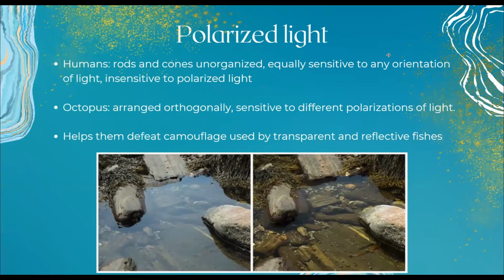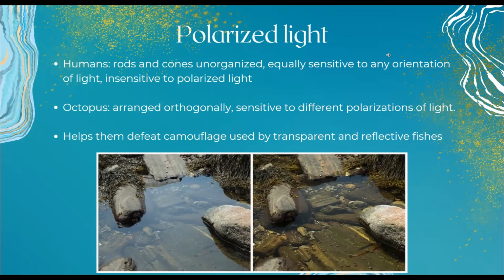Octopus photoreceptors are arranged in a regular orthogonal pattern, unlike the semi-random layout of human photoreceptors. This gives octopuses sensitivity to different polarizations of light, allowing them to get meaningful information from polarized light that the human system would just interpret as glare, like the reflection of the sky in the image on the left, and the same image on the right with the glare filtered out.